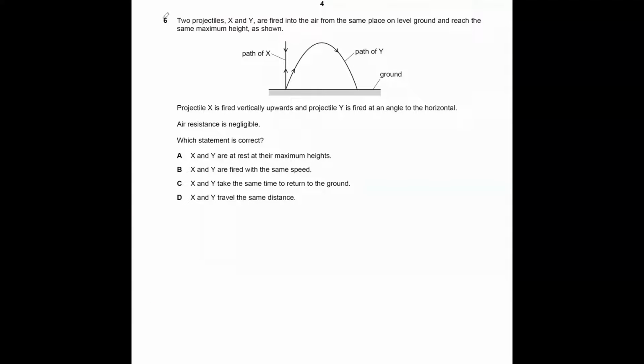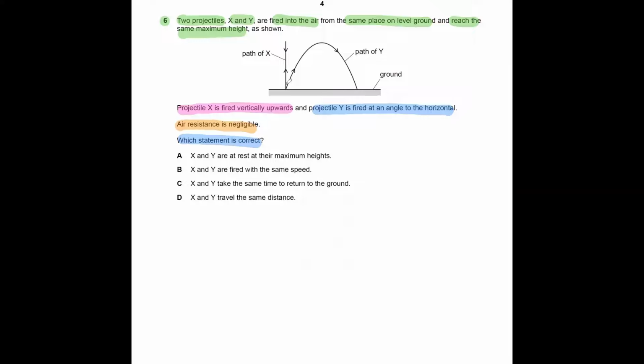And then you look at question 6. This will require a fair bit of explanation. Two projectiles X and Y are fired into the air from the same place on level ground and reach the same maximum height, as shown in the diagram below. Projectile X is fired vertically upwards and projectile Y is fired at an angle to the horizontal. Air resistance is negligible. Which statement is correct?